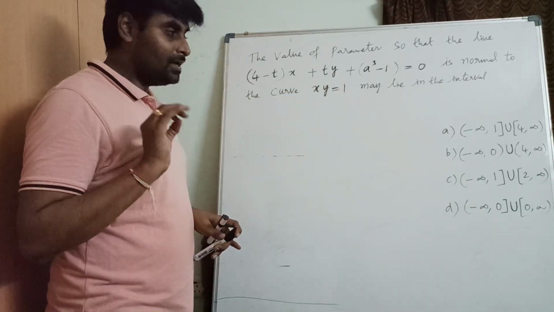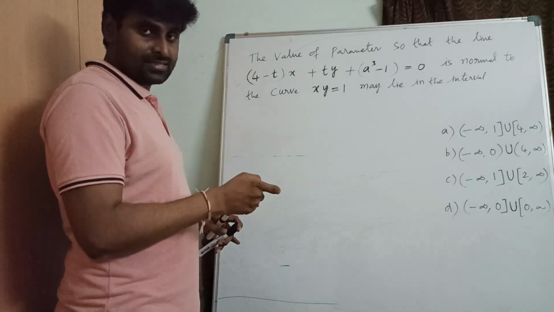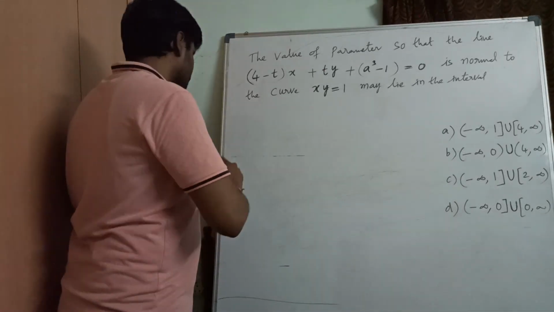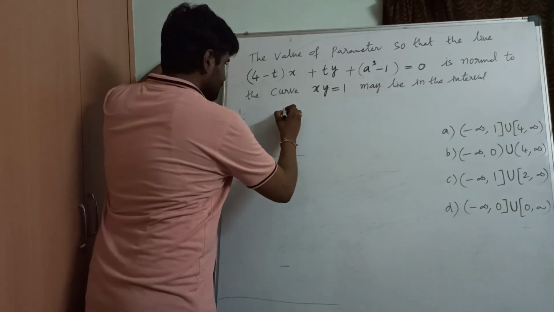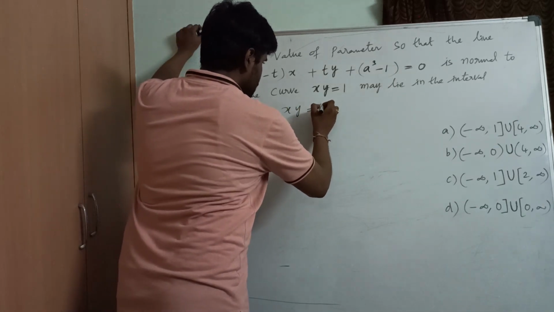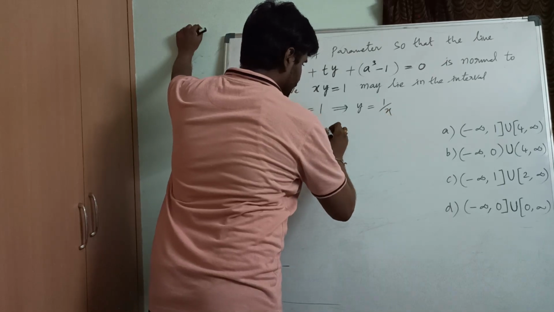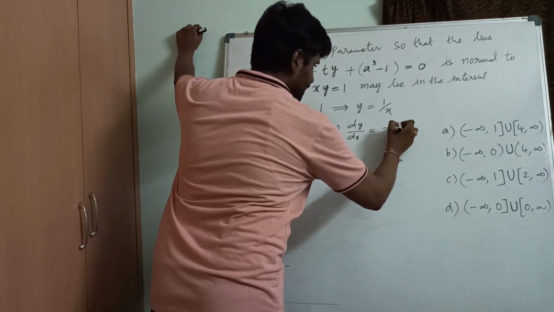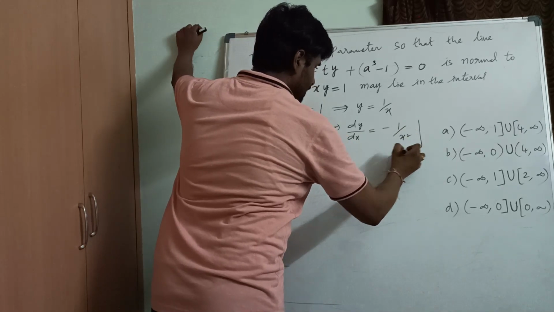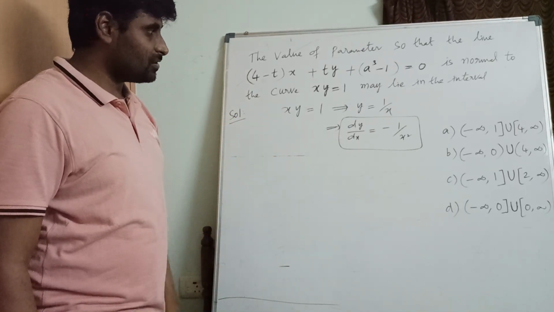It's very easy to solve. Once you understand the problem, we have to make it fast. Okay, so now let us go for solving this problem. So first of all, what is the given curve? xy = 1. So from this, what is the y value? 1/x. And what is dy/dx? Minus 1/x^2. Clear? So till here it's very easy to understand. So the derivative of that is -1/x^2.